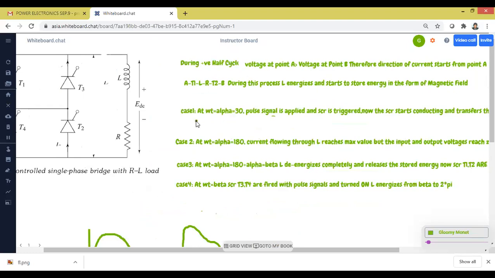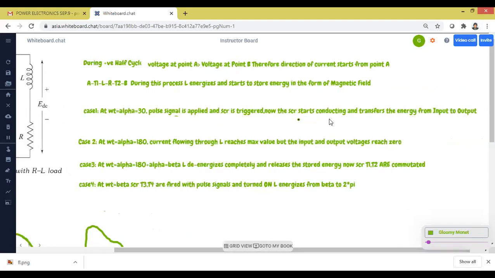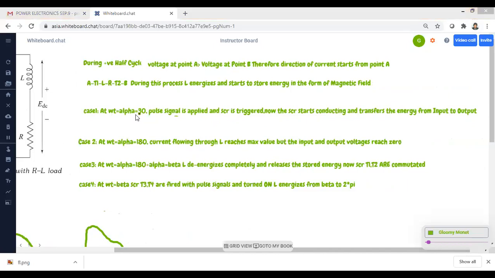Now see, all of you, you must explain in different cases. Case 1. What is case 1? Anyone read out? At omega t equal to alpha. I cannot put the trigonometric value alpha here, so I have written it in a statement: at omega t equal to alpha equal to 30 degrees, we are assuming the pulse signal is applied to the SCR and the SCR is triggered. Now the SCR starts conducting and transfers the energy from input to output. So at omega t equal to alpha, the SCRs T1 and T2 are on, and current flows through the SCRs.